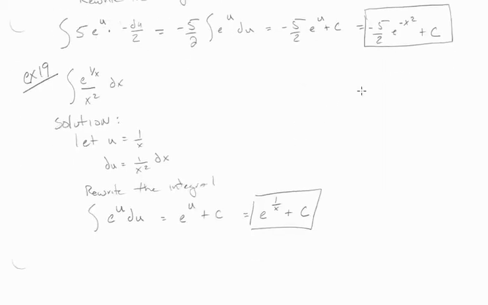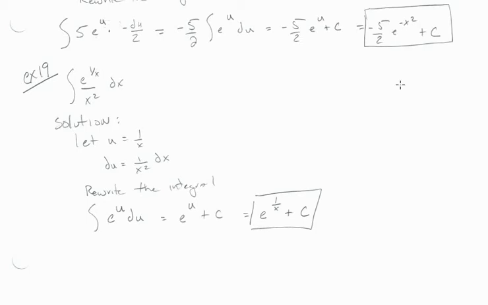Looking at example 19. And once again, these should all follow similar homework problems in your book. We're going to have the integral of e to the 1 over x divided by x squared dx. Still choosing u to be the exponent on e, so u is going to be 1 over x. When we take the derivative of 1 over x, we get negative 1 over x squared dx. So du is going to be negative 1 over x squared dx. That's a perfect substitution. So this one works out really nice.